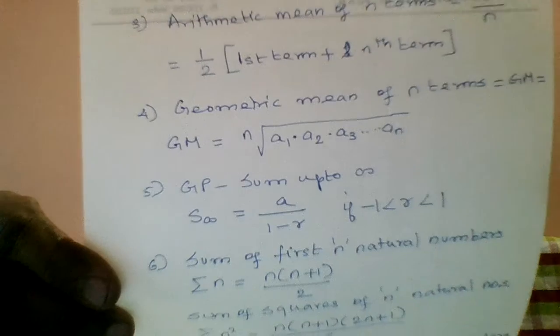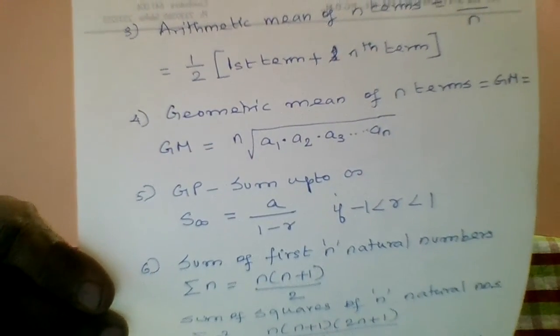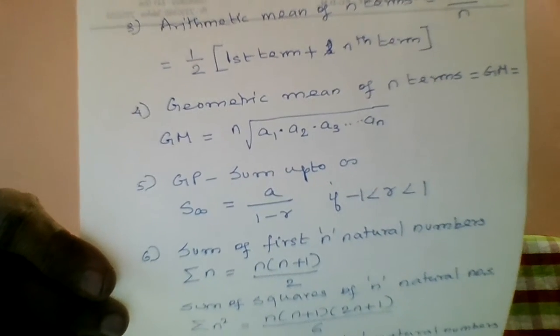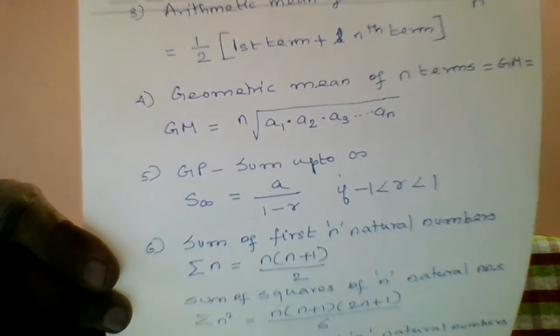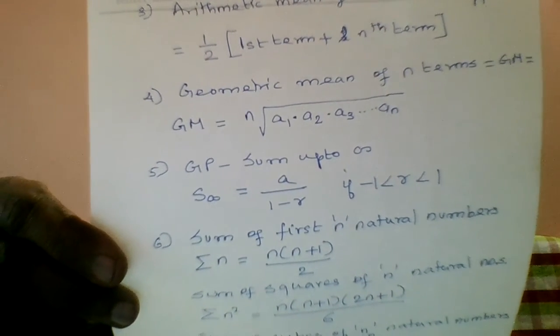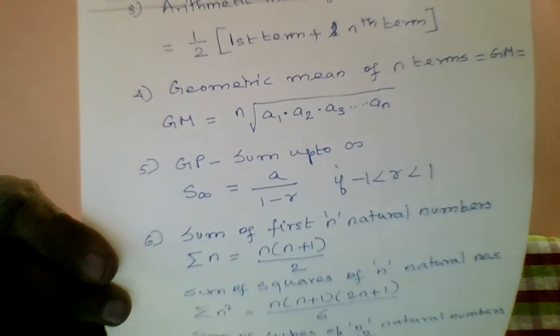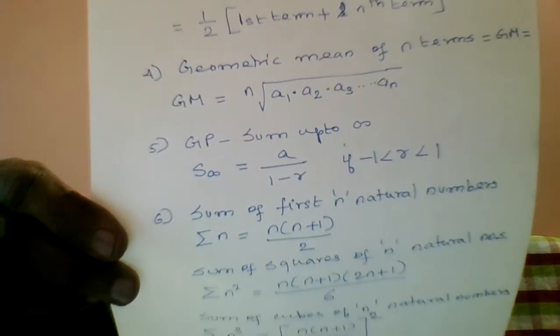In geometric progression, the sum up to infinity is equal to a by 1 minus r, and this is possible only when the r value is greater than minus 1 and less than plus 1. That is, sum up to infinity is equal to a by 1 minus r.